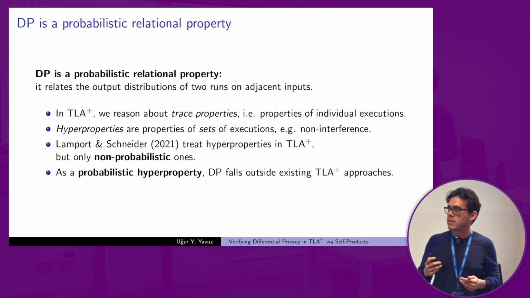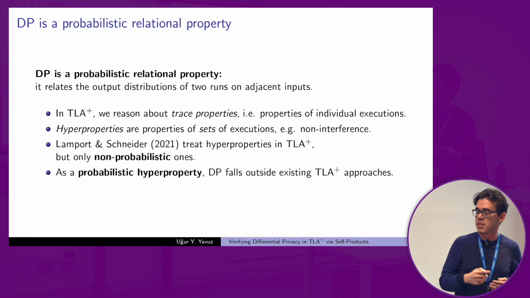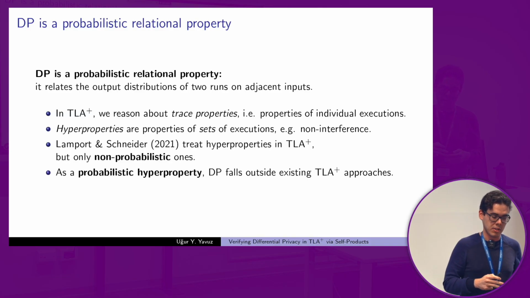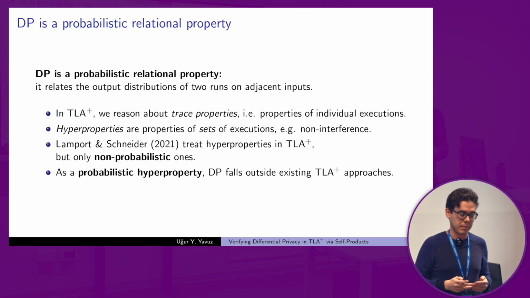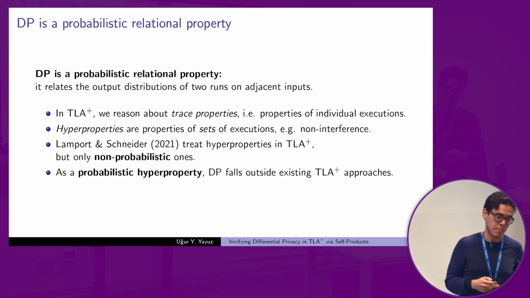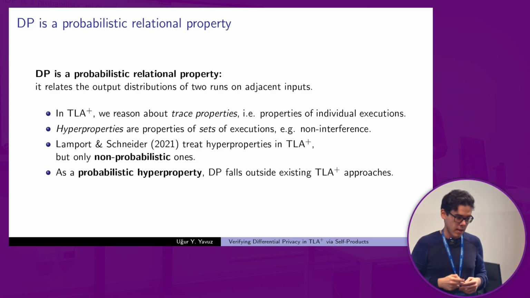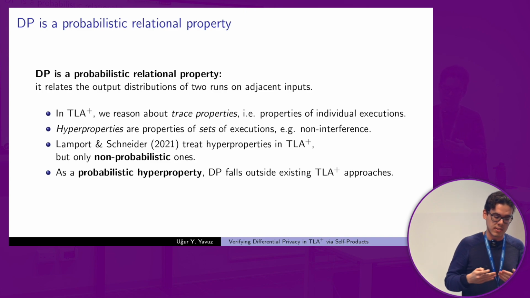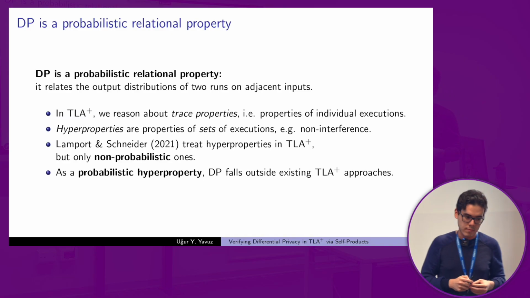And differential privacy is what we call a probabilistic relational property. The inequality that we just saw doesn't talk about a single run of the algorithm. It relates the output distributions of two different runs on two adjacent inputs. That's the relational part. And it's about distributions, not just sets of possible outputs. And that's the probabilistic part.